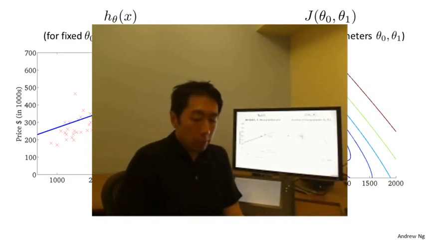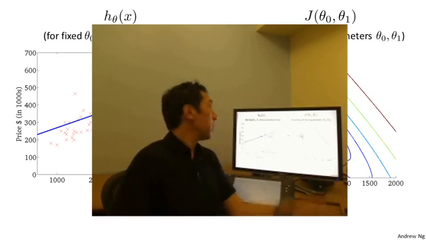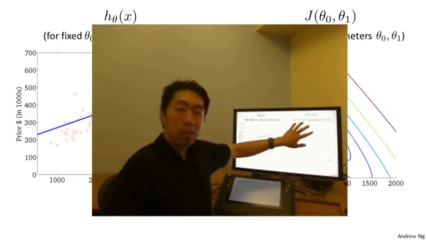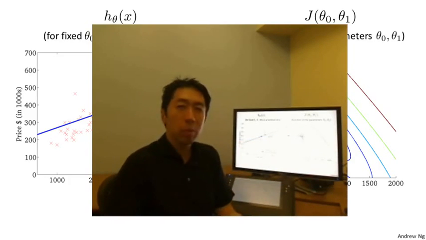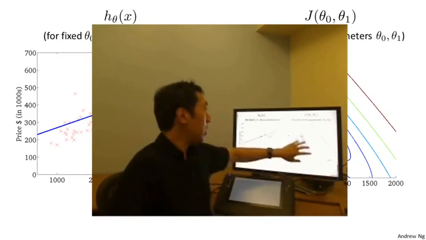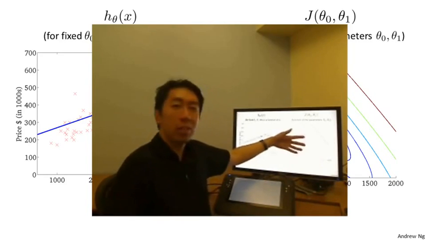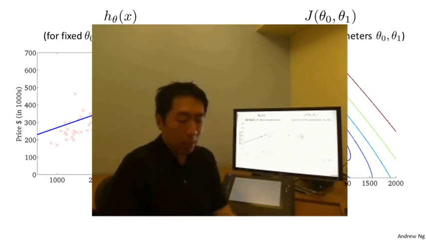Now, of course, what we really want is an efficient algorithm, an efficient piece of software, for automatically finding the values of theta 0 and theta 1 that minimize the cost function j. And what we don't want to do is to have to write software to plot out this point and then try to manually read off the numbers. That's just not a good way to do it.